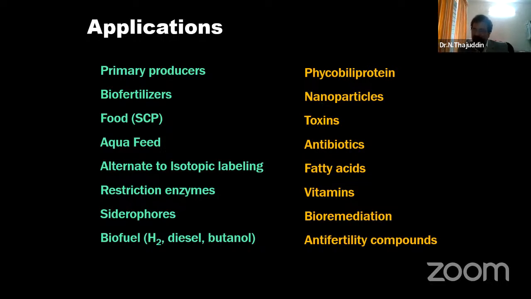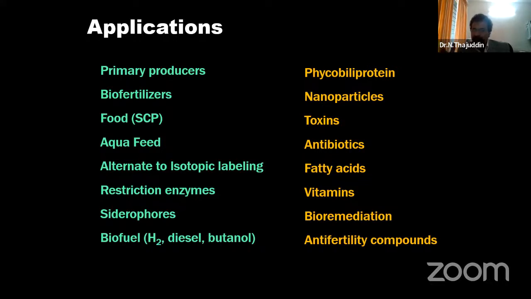It has the nutritional value. There will not be any side effects. So we developed some technology of blue color and red color technology from cyanobacteria. And one phycocyanin technology we transferred to one company at the cost of nearly 50 lakhs.